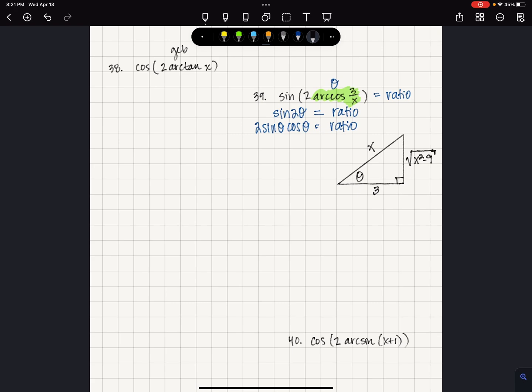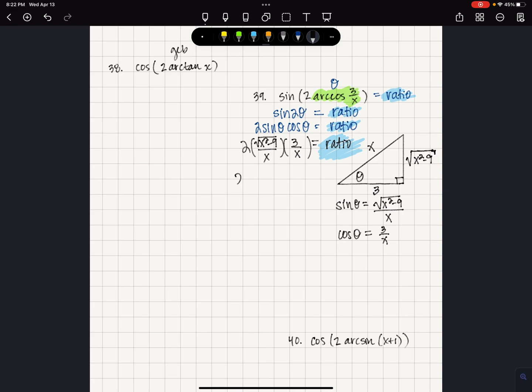So the sine of theta from this triangle is the square root of x squared minus 9 over x, and the cosine of theta from this triangle is 3 over x. So the ratio that we're looking for is 2 times the sine of theta. And I know what the sine of theta is, the square root of x squared minus 9 over x, and the cosine of theta is 3 over x.